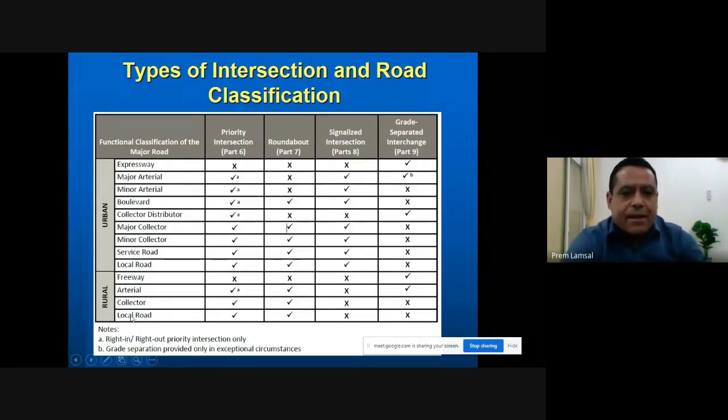For example, I'll give you another example here, in the urban environment for local roads. If you see this local road, yes, we can have priority intersections, which can be controlled by stop and yield conditions only. And we can have roundabouts for sure. And we can have signalized intersections there. And we don't need grade separated interchanges in local roads. And similarly for the rural environment, we have this criteria.